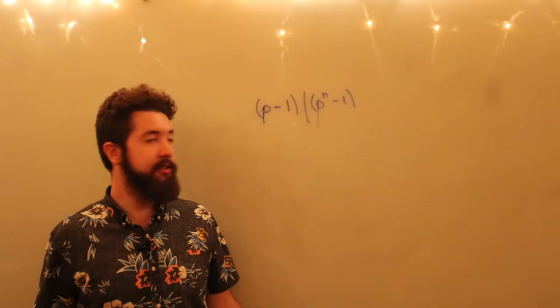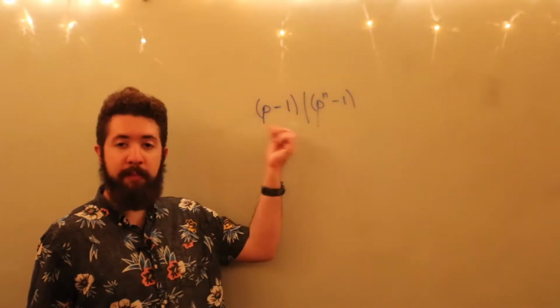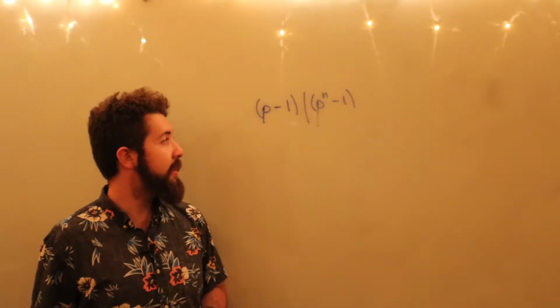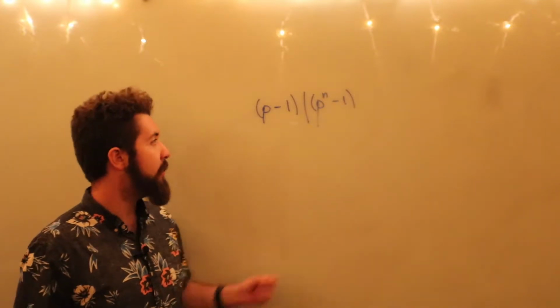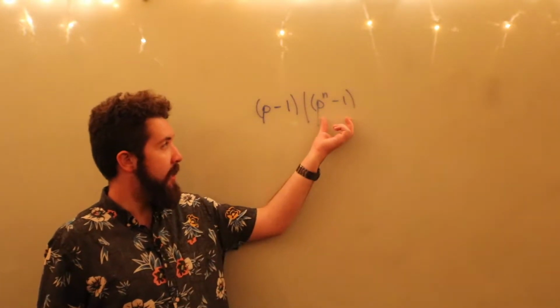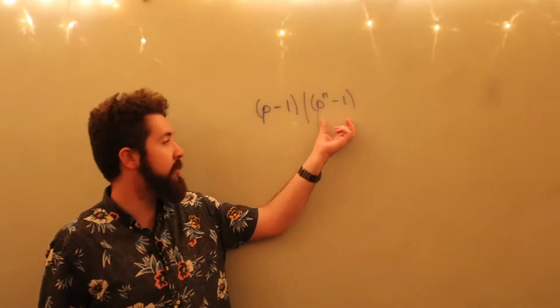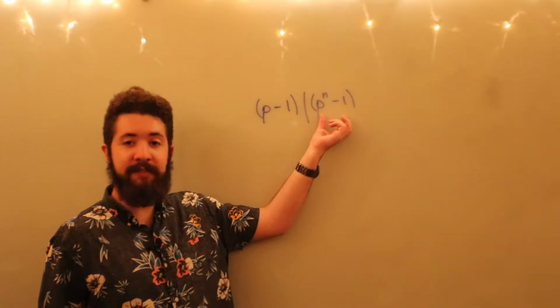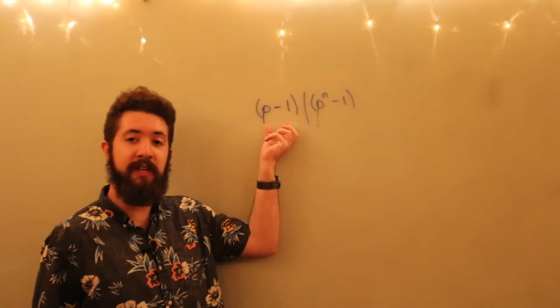Alright, so today I'd like to show you that if you pick any positive integer p and any positive integer n, then p minus 1 will divide p to the n minus 1, or in other words, this number is divisible by this number evenly.